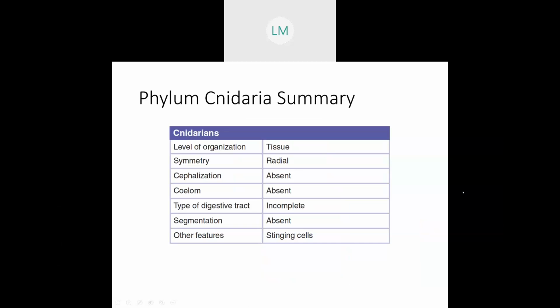So here's our summary of phylum Cnidaria. So now we have this tissue level organization. We have this radial symmetry, but we're still kind of missing a lot of the other things that we see in animals. Our digestion is incomplete. We don't have a body cavity. We're not segmented. A lot of those things are going to be in our later animal phyla. So we're still missing a lot of those things here in this phylum.